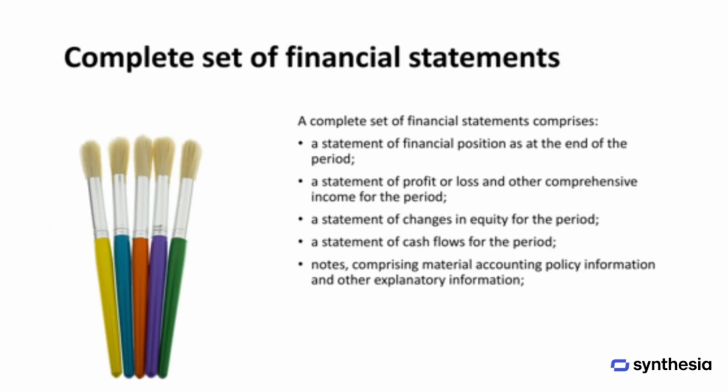A complete set of financial statements provides a comprehensive overview of an entity's financial position and performance over a given period. It includes a statement of financial position, which presents the entity's assets, liabilities, and equity at the end of the reporting period. The statement of profit or loss and other comprehensive income summarizes the entity's financial performance, including revenues, expenses, gains, and losses. The statement of changes in equity tracks movements in equity, reflecting contributions from and distributions to owners, as well as retained earnings and other reserves.